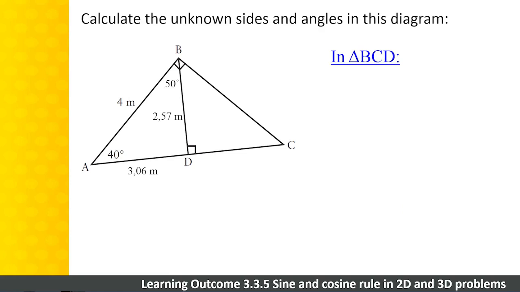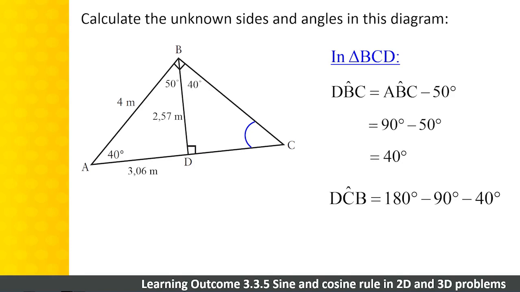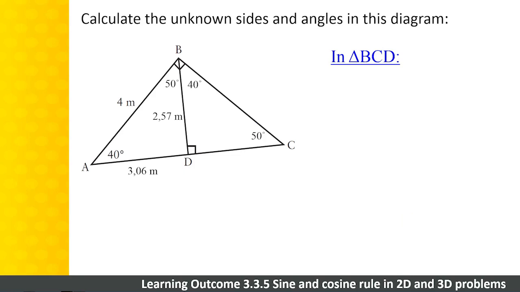Now, let's consider triangle BCD. We have 2 outstanding angles. The big angle ABC is given as 90 degrees. So, DBC equals ABC minus 50 degrees, which gives us DBC at 40 degrees. Now, DCB equals 180 degrees minus 90 degrees minus 40 degrees, because the angles of a triangle sum up to 180 degrees. Therefore, DCB is 50 degrees.